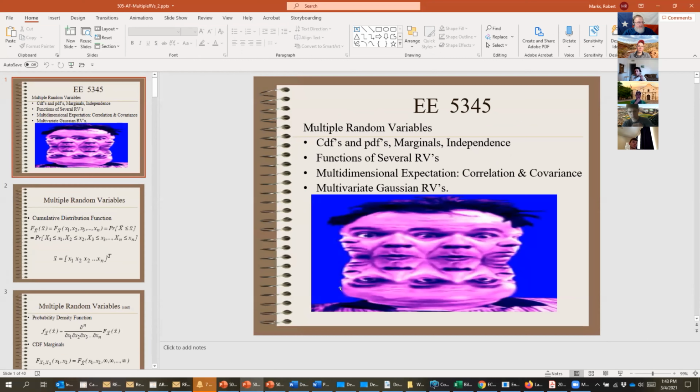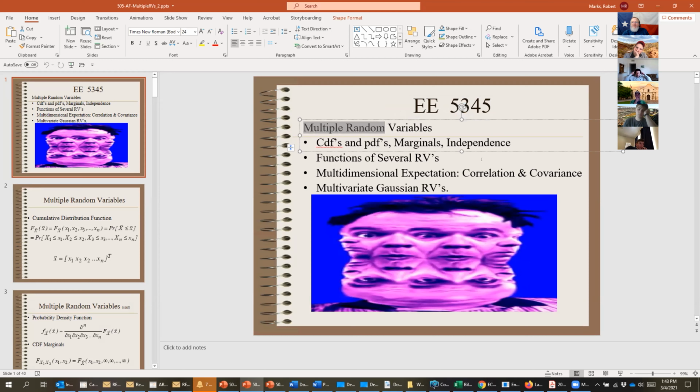Okay, this takes us on to the next topic, which is cumulative distribution functions and PDFs. We've talked about marginal independence, functions of several random variables. I don't think we're going to go into that, and multidimensional expectations. We're dinking here with the idea of going on to an unbounded number of random variables. In other words, not just 2 random variables, but many random variables. That's the purpose here, multiple random variables.